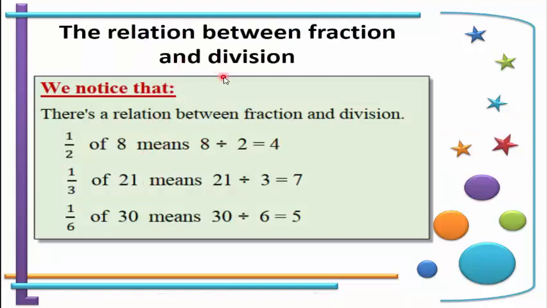The relation between fraction and division. We notice that there is a relation between fraction and division. Half of 8 means 8 divided by 2 equals 4. Why 4? Because 4 multiplied by 2 equals 8. The third of 21 means 21 divided by 3 equals what? Equals 7, because 7 multiplied by 3 equals 21. Sixth of 30 means 30 divided by 6 equals 5, because 5 multiplied by 6 equals 30.